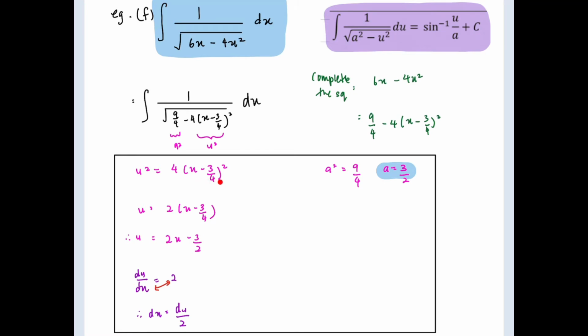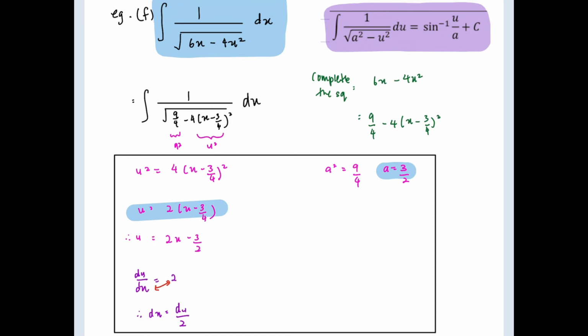So let's adjust this and find u. For u, the square root of 4 is just 2, and the square root of the rest is just x minus 3 over 4. Okay, so this is our u right now. You can just expand this. Therefore, your u is equal to 2x minus 3 over 2. Now let's differentiate this. du over dx is just equal to 2. And then let us cross multiply in order to find dx. Therefore, dx is just du over 2.